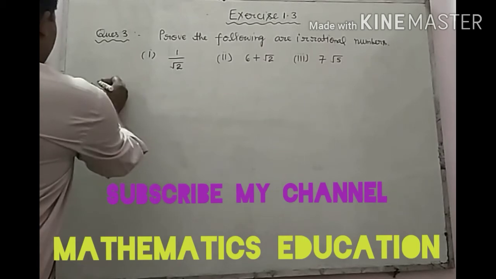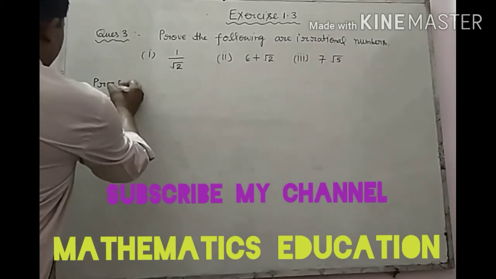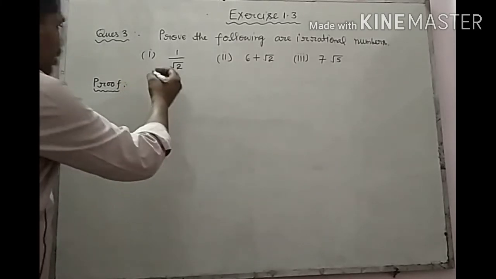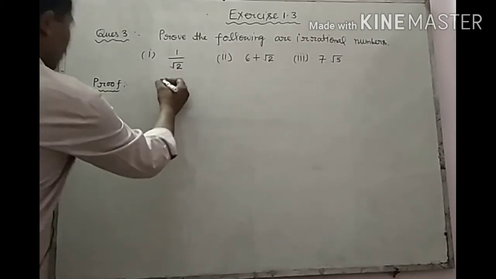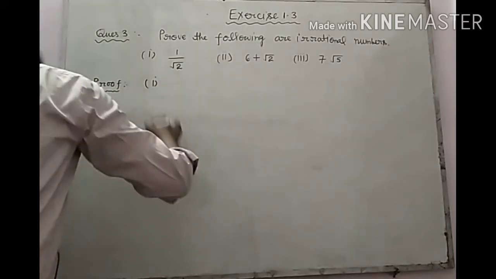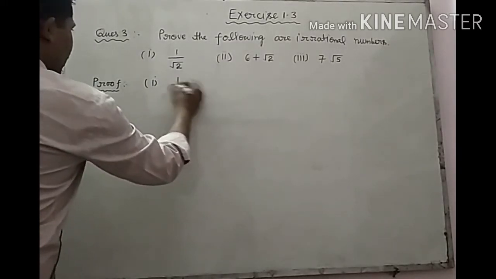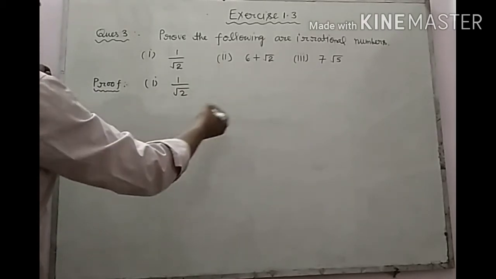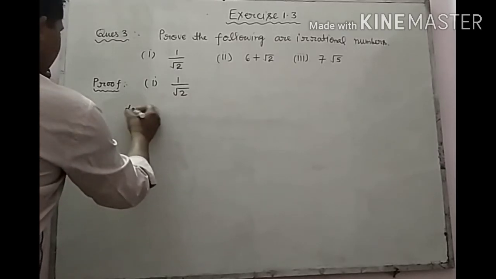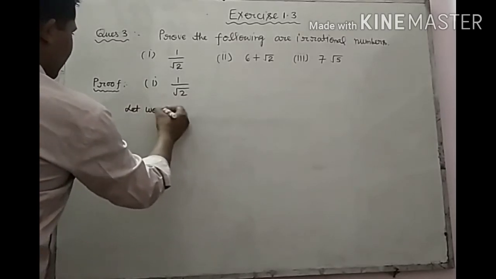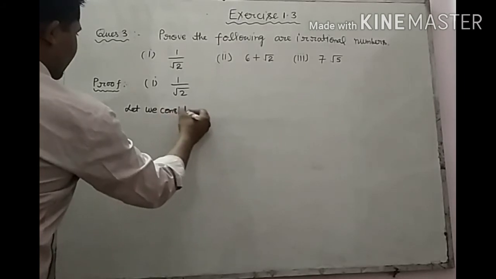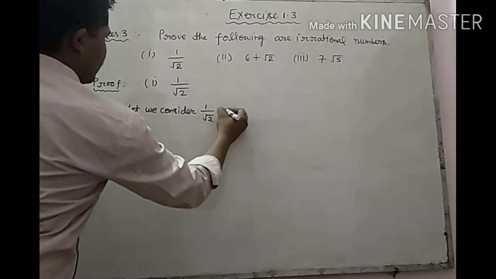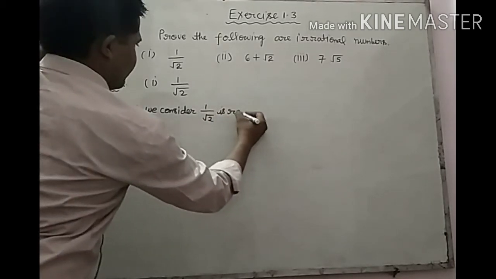1 upon root 2. Proof. We have to prove that 1 upon root 2 is an irrational number. Let us consider 1 upon root 2 is a rational number.